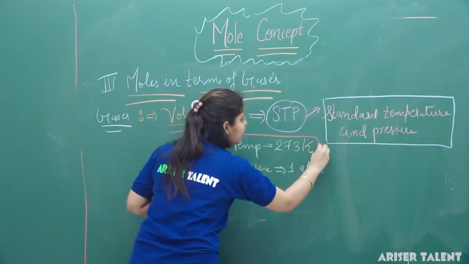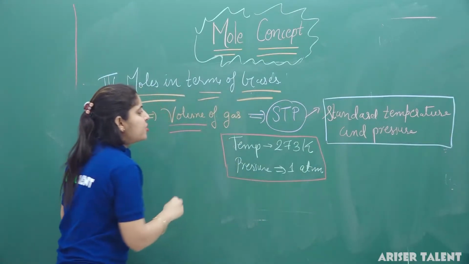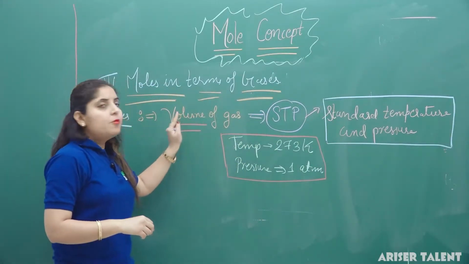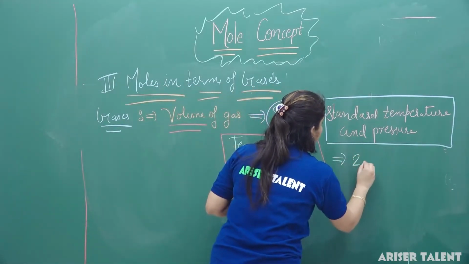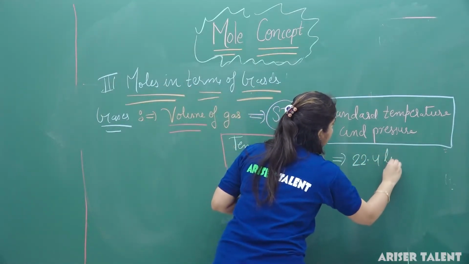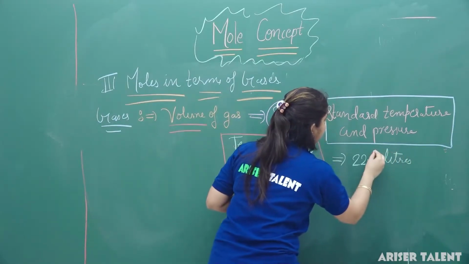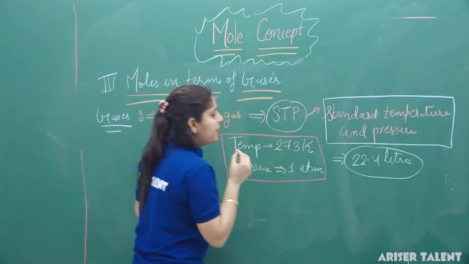So, these are the standard conditions for temperature and pressure, and at STP, the volume of any gas will be calculated as 22.4 liters. So, this is the standard.